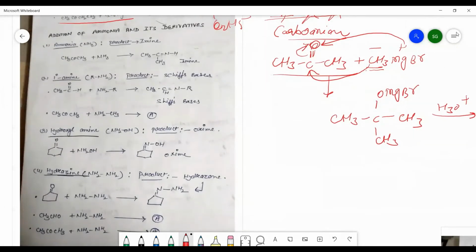Now another topic is the addition of ammonia and its derivatives. As you know, ammonia is NH3. When we are replacing the hydrogen with other atoms or groups of atoms, they will become its derivatives. So one by one we will see how the reaction takes place. In this case you will easily see there is again a nucleophilic addition reaction followed by removal of a water molecule. See how it takes place.